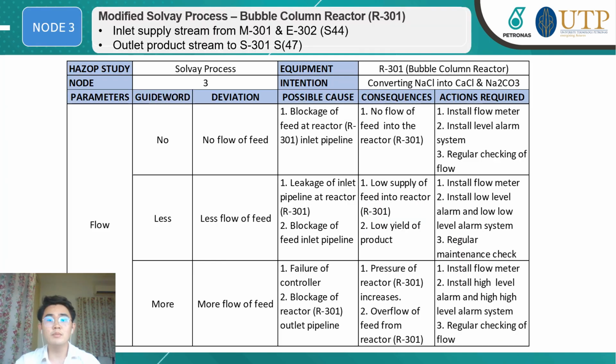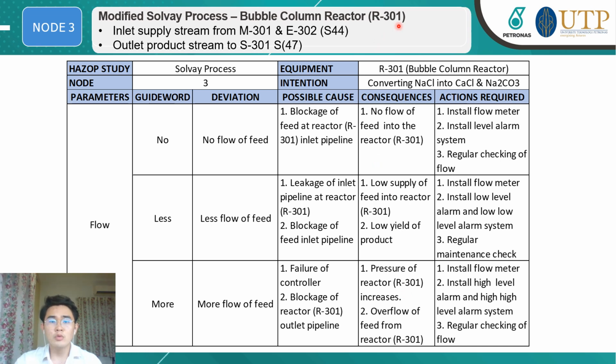So here is an example of the HAZOP study, which is done based on the node 3 reactor in Solvay process. In terms of flow, there are three possible scenarios. There will be no flow, less flow, or more flow. And each deviation will be caused by the leakage, blockage of pipeline, or the failure of controller, which will also lead to low yield of product or overpressure when there is overflow occurring.